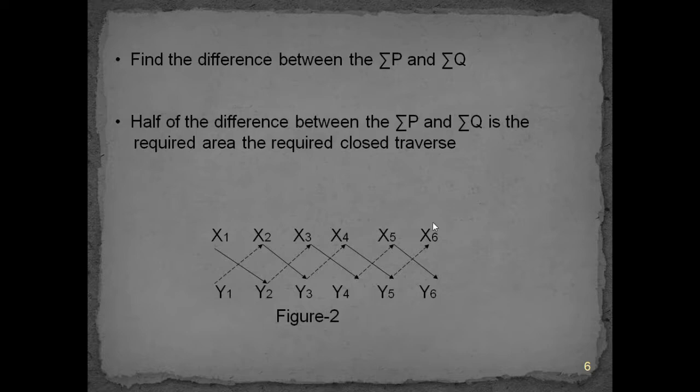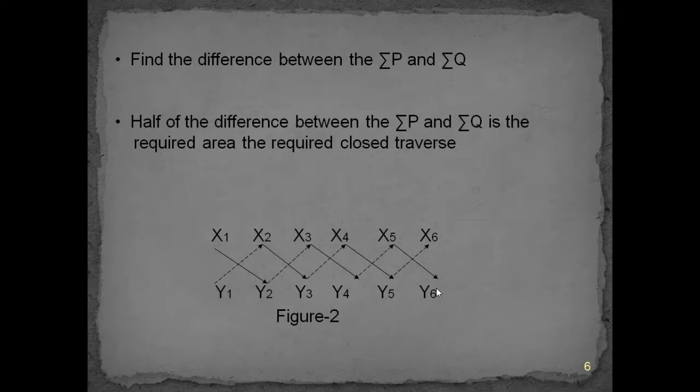So read this one as x1 closed, right? Closed means A, B, C, D, E, A again. Because we are dealing with a closed traverse, it starts with x1 and ends with x1. This is a typographical mistake. And y1 to y1 again, y2, y3, y4, y5 and y6.